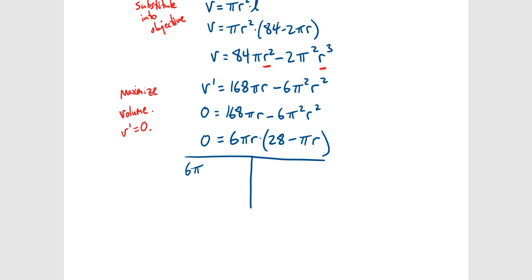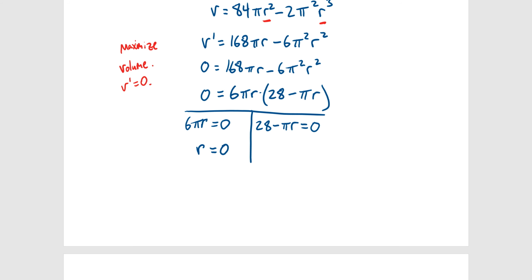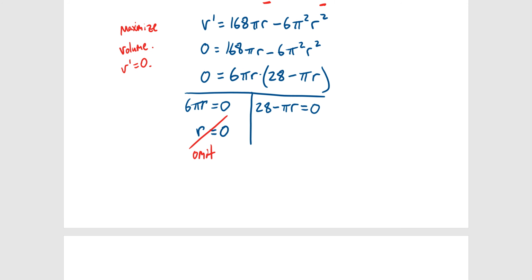either 6 pi r equals 0 or 28 minus pi r equals 0. And then we solve them separately. The first one, divide both sides by 6 pi, we get r equals 0. Hopefully we know that we can omit that one, because a radius of 0 is not going to be a package, a parcel at all, so that's not going to work.